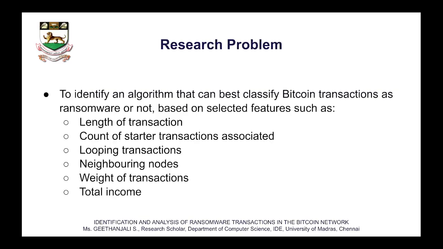My research problem is to identify and classify transactions based on these selected features: length of transaction, count of starter transactions associated with a particular address, number of looping transactions that involve the same address, number of neighboring nodes associated with a particular user's address, the weight of transaction, that is the fraction of payments being received by a particular user address, and the total income received by the address.